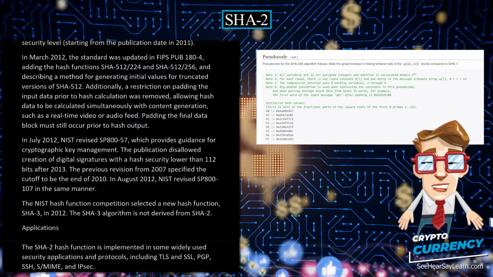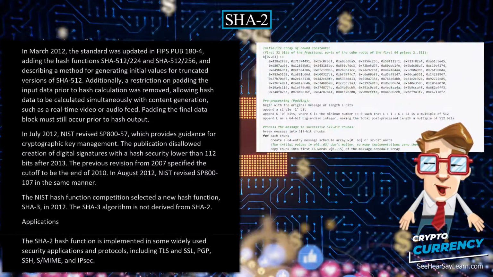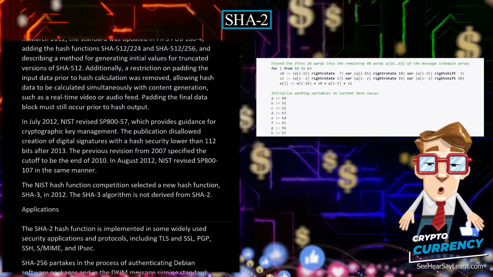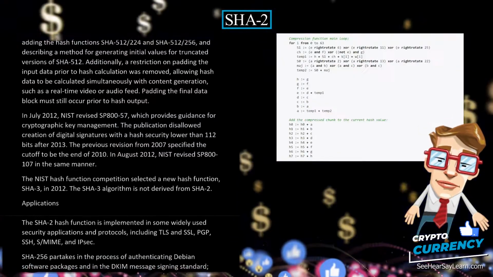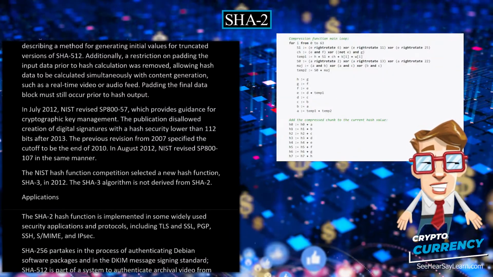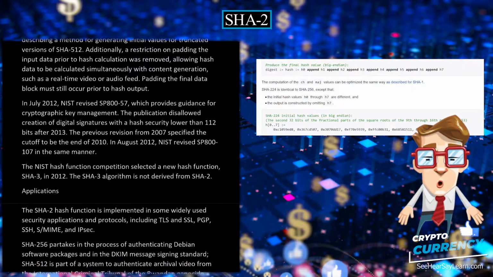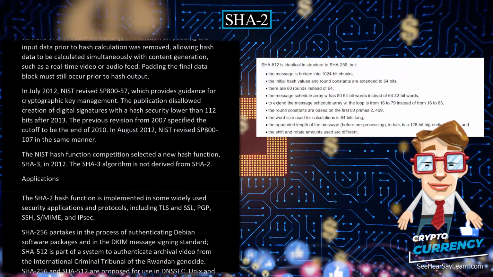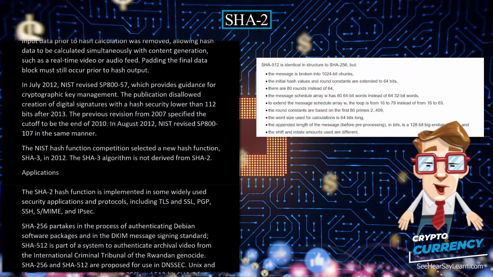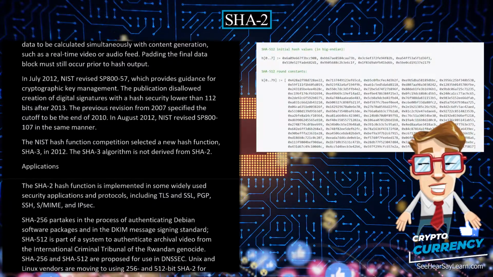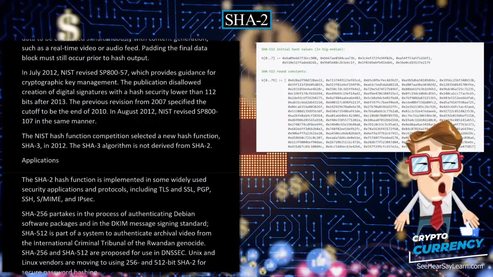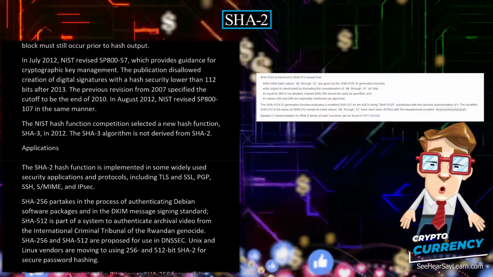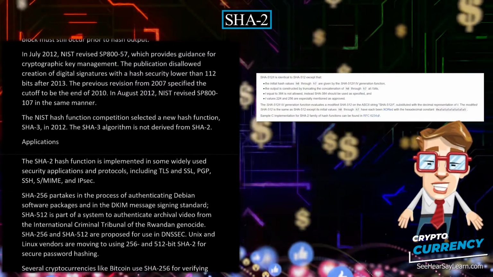In March 2012, the standard was updated in FIPS Pub 180-4, adding the hash functions SHA-512/224 and SHA-512/256, and describing a method for generating initial values for truncated versions of SHA-512. Additionally, a restriction on padding the input data prior to hash calculation was removed, allowing hash data to be calculated simultaneously with content generation, such as a real-time video or audio feed. Padding the final data block must still occur prior to hash output.